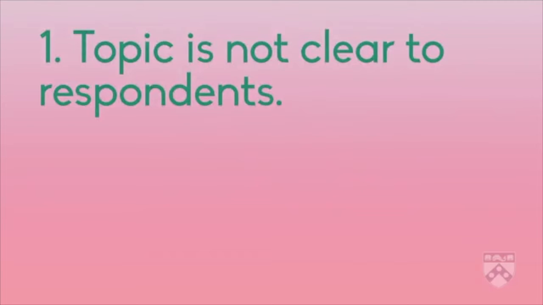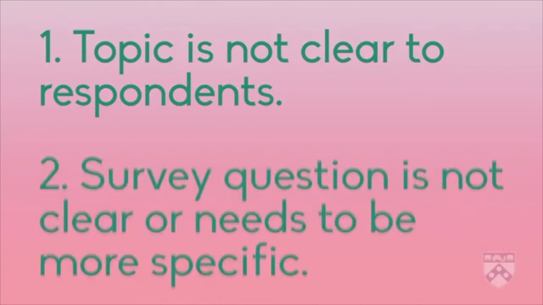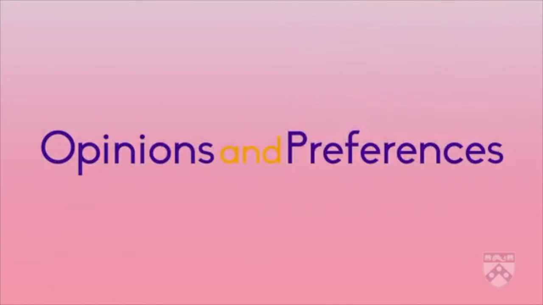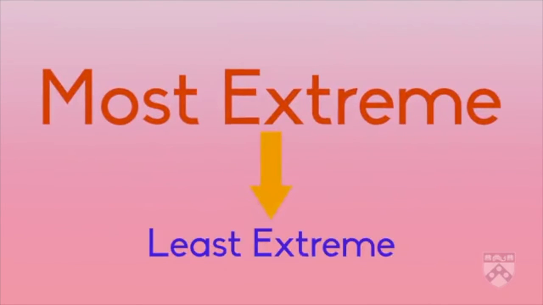First, this topic is very new for respondents and they have not yet developed clear opinions or preferences. Second, the survey question's not clear or needs to be more specific. The entrepreneur can change the question to improve understanding and be more specific. However, there isn't much an entrepreneur can do if respondents do not have opinions and preferences. Once entrepreneurs have analyzed the data from Part 3 and Part 2, they group the survey results into most extreme to least extreme.